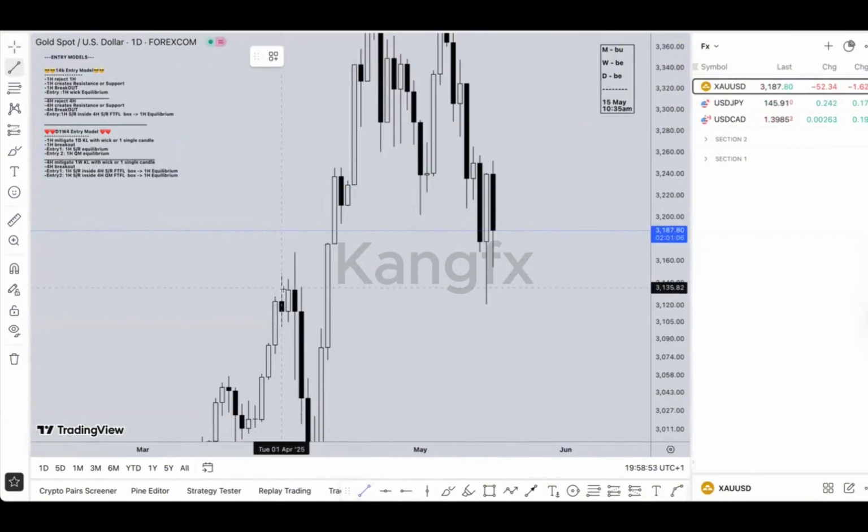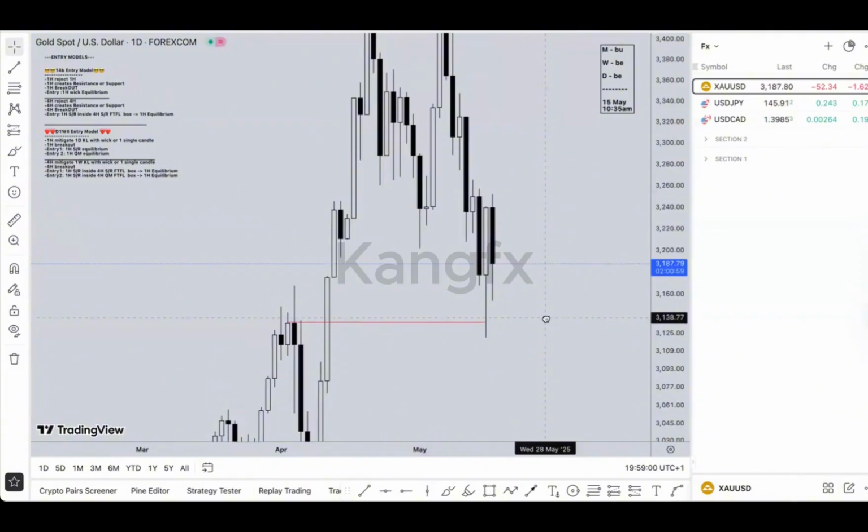This is a daily key level here. This is a daily key level here. So in this daily key level, we have our storyline already, which is everything is bearish. The D1W4 entry model can be used for retracement. You can use it to catch a retracement.